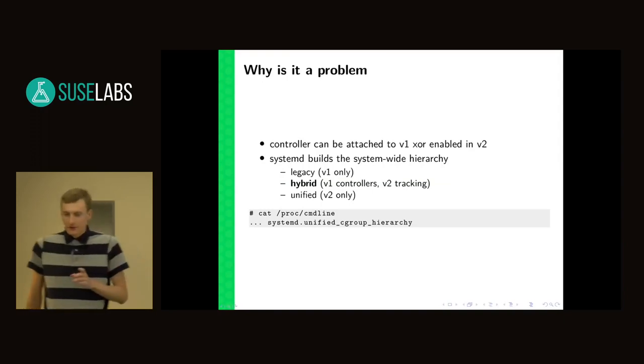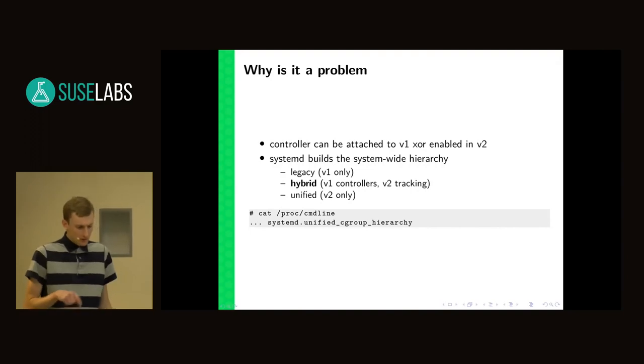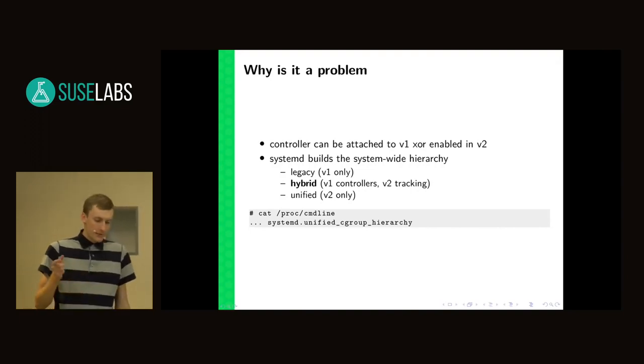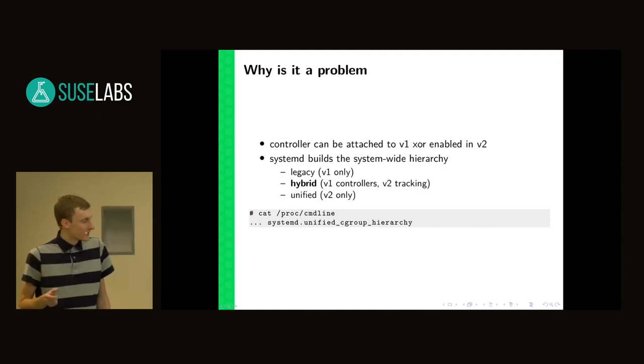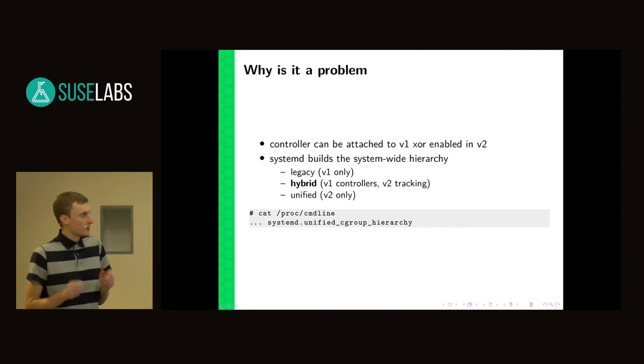In theory, the kernel APIs are somehow backwards compatible in a way that a particular controller can be either enabled in the unified hierarchy, or it can be attached to a v1 hierarchy. So there is no hard switch between the two variants. But the problem starts with how the main system hierarchy is being built.